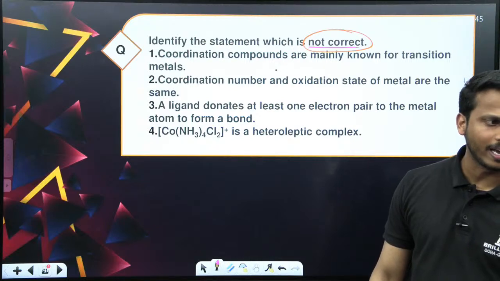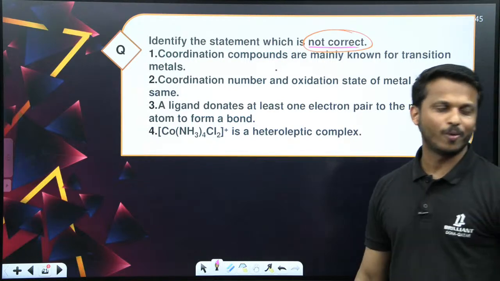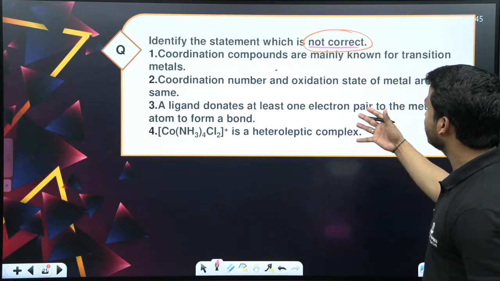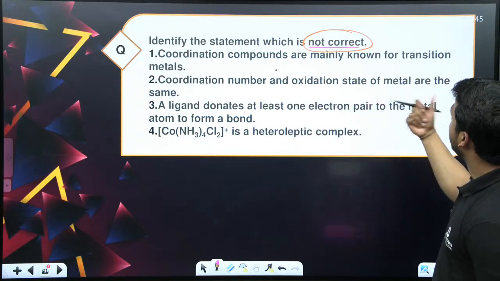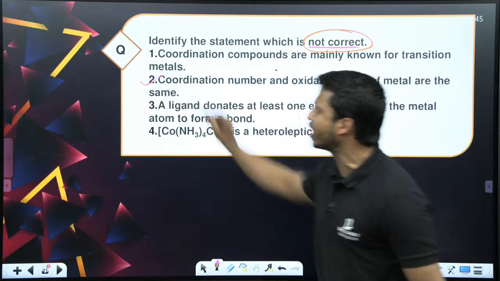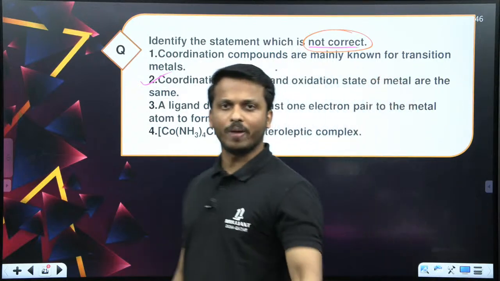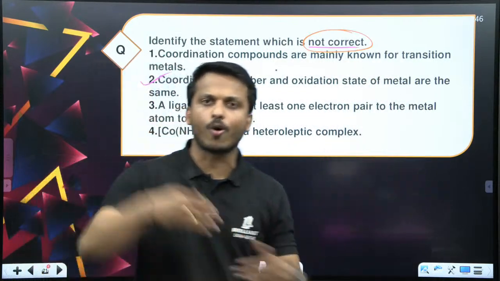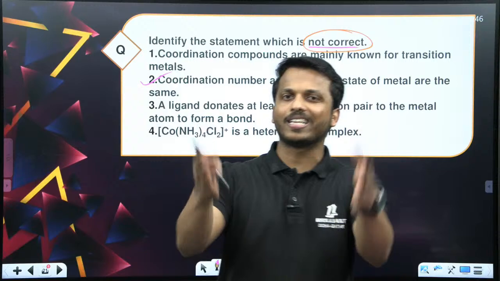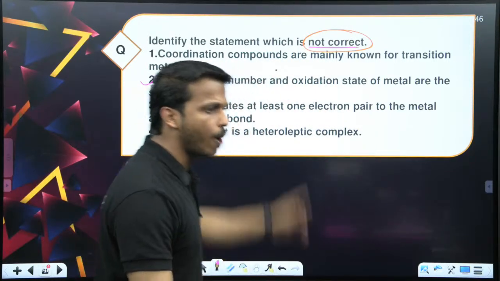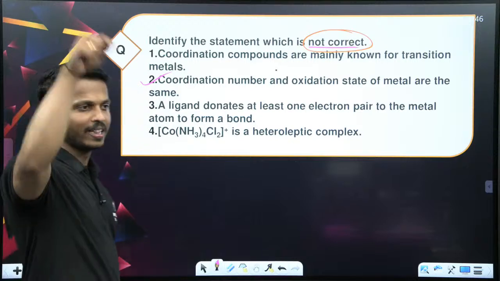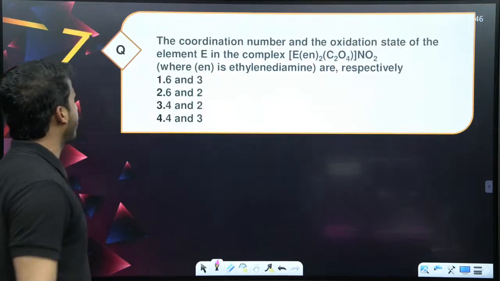Which is incorrect? Yes, option 2. Why is there a doubt? Option 2 says the coordination number and oxidation state of the metal are the same. It's not compulsory. You may have seen that the oxidation state is different and the coordination number is different. It need not be the same. It can be the same, but only for a few compounds, not for all. Yes, option B is the incorrect statement. That is our correct answer. Let's go for the next one.